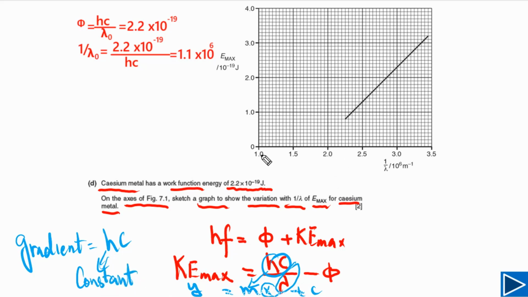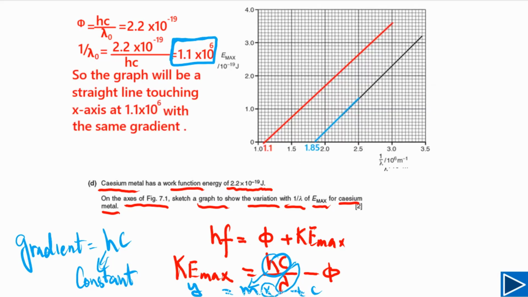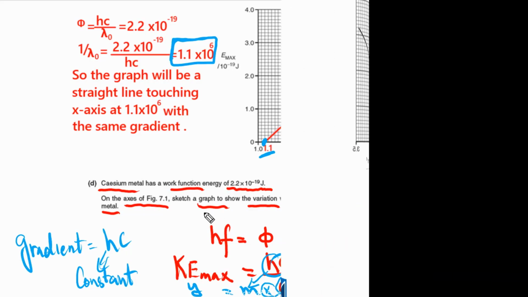Now we understand the gradient of the new line also has to be the same, meaning the two lines have to be parallel. As you can see, work function is given to us. We can calculate first of all 1 over lambda. When we have the value of 1 over lambda, it will intersect somewhere here, and we will draw another line. So let me show you how to draw that line. This is how you need to draw the line. This is for part D. So what we have done here is calculated first of all 1 over lambda, and then we just need to draw a line parallel to the previous line. That's all.